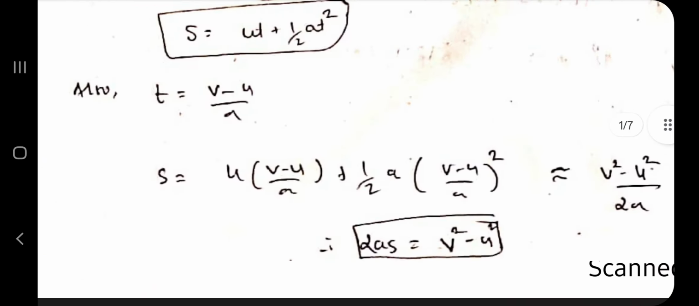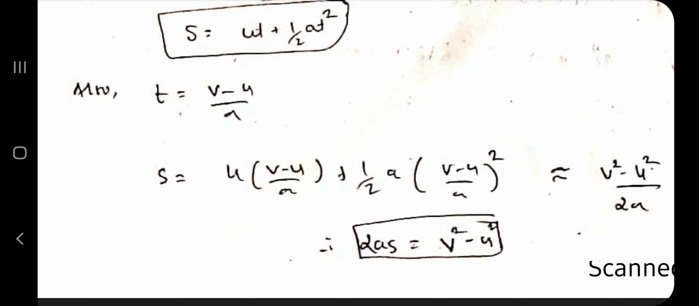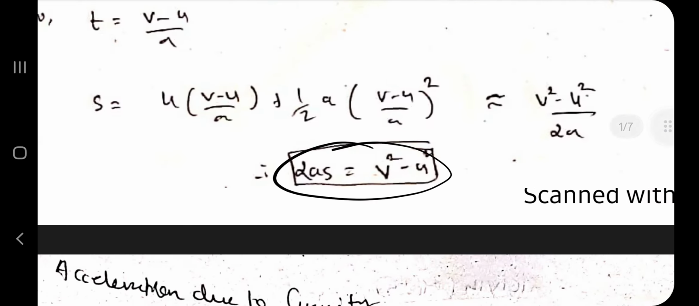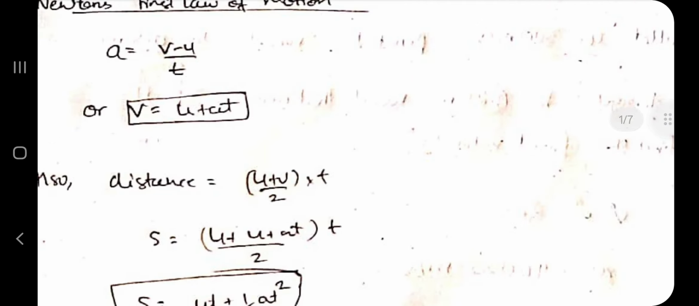Also t equals v minus u by a, from the equation v equals u plus at. Just substitute the value of t in the distance equation, and when it's simplified we get 2as equals v squared minus u squared. These are the three most used formulas for questions on velocity and displacement, so remember these three equations.